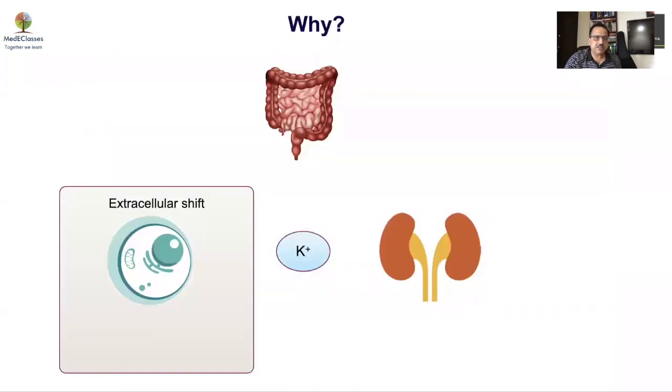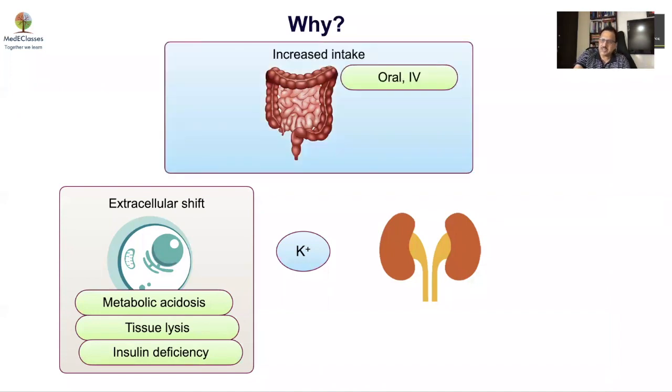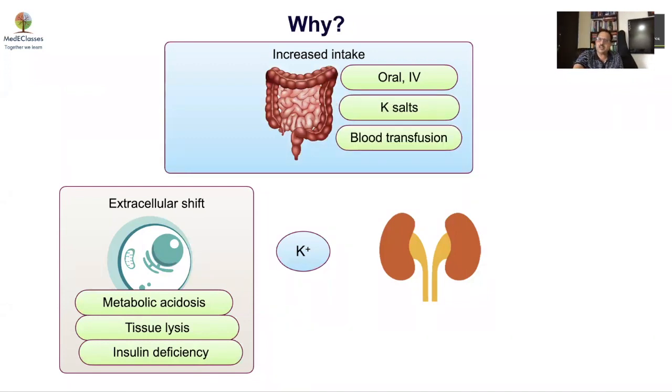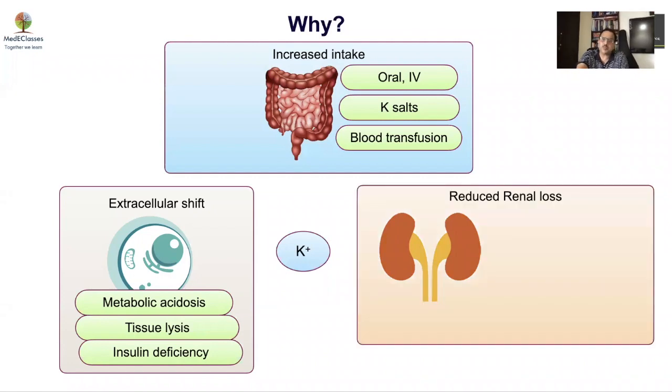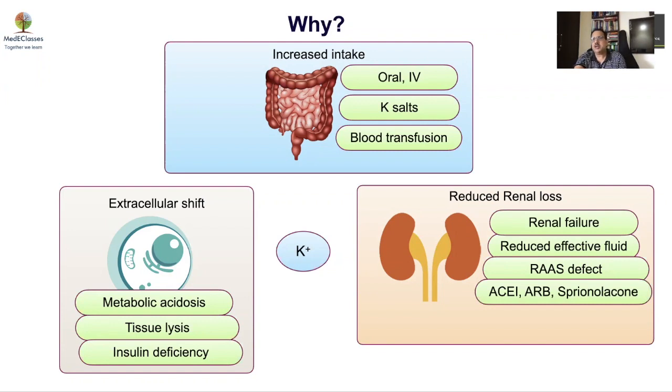Hyperkalemia can happen if there is a shift of potassium from inside because of metabolic acidosis, tissue lysis, rhabdomyolysis, tumor lysis, or insulin deficiency. It can also be because of increased intake, very unlikely unless there is renal failure, because of oral or IV potassium salts which are given, or blood transfusions containing potassium. Endocrine causes are usually because of reduced renal losses. Beyond renal failure, if we talk about RAAS defect, you will have hyponatremia and hyperkalemia. ACE inhibitors, ARBs, and spironolactone of course cause that.